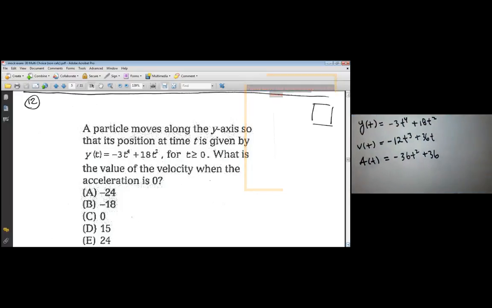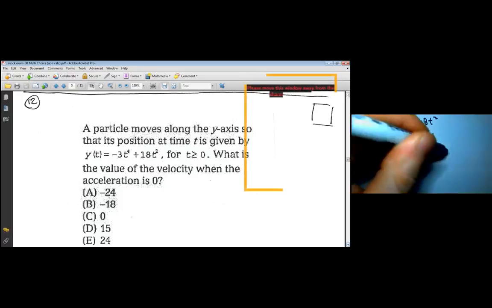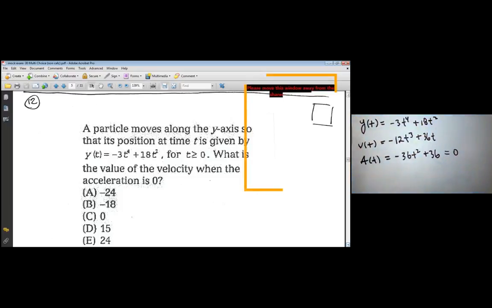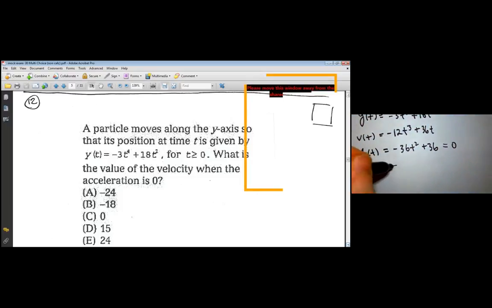What are they asking here? Let me read this again. What is the value of the velocity? That means plug something in when the acceleration is 0. So when the acceleration is 0, to me, that means set this equal to 0. And that would give me, if we solve this, negative 36 t squared plus 1. This is weird. That doesn't zero out.